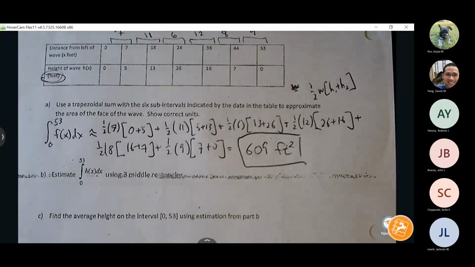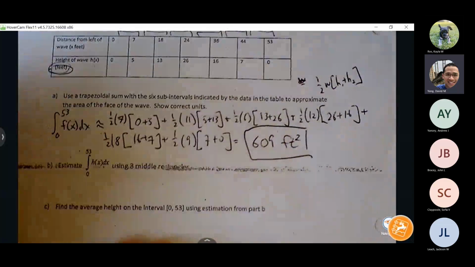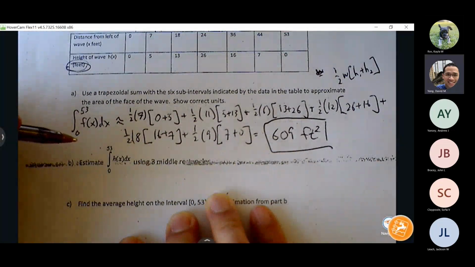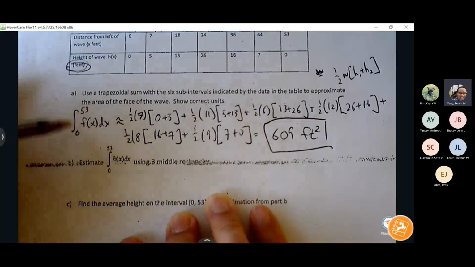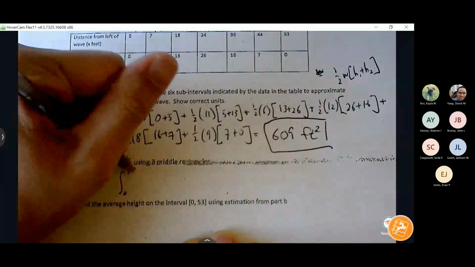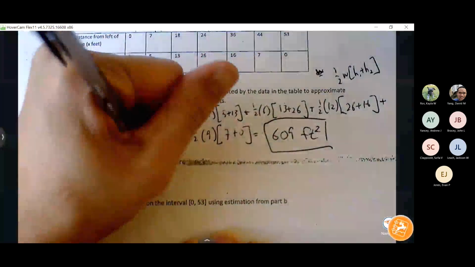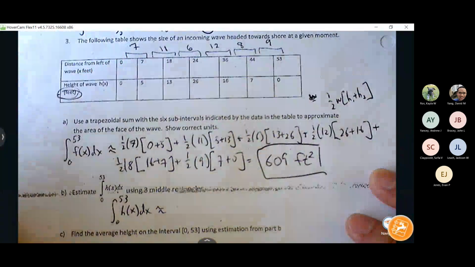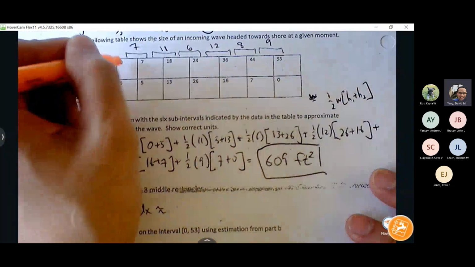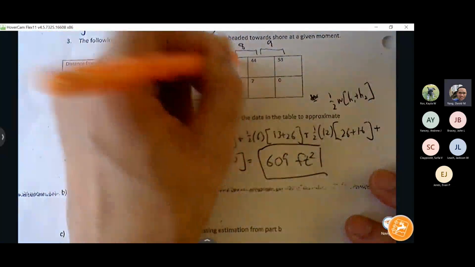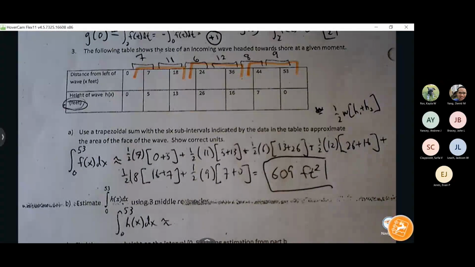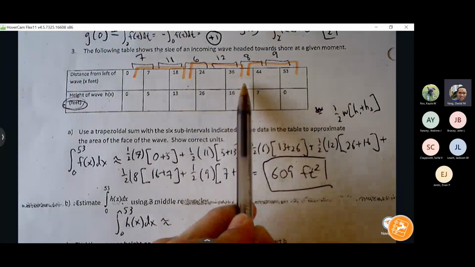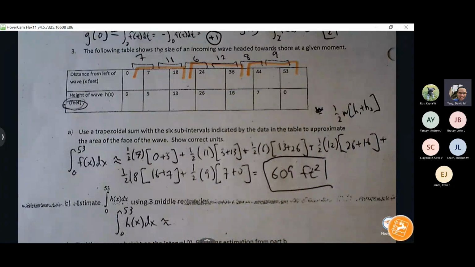Estimates the depth integral from 0 to 3 using three middle rectangles. Right. Anything with area is depth integral. Okay, so three middle rectangles. So I have, this is one interval, second interval, so from 0 to 18, that's a width of 18, from 18 to 36, that's a width of 18, and from 36 to 53, that's a width of 17.